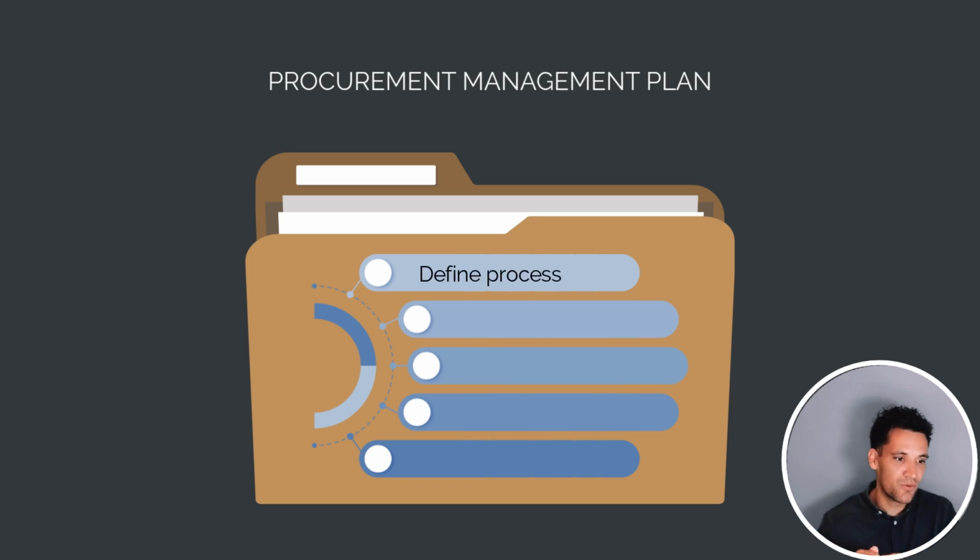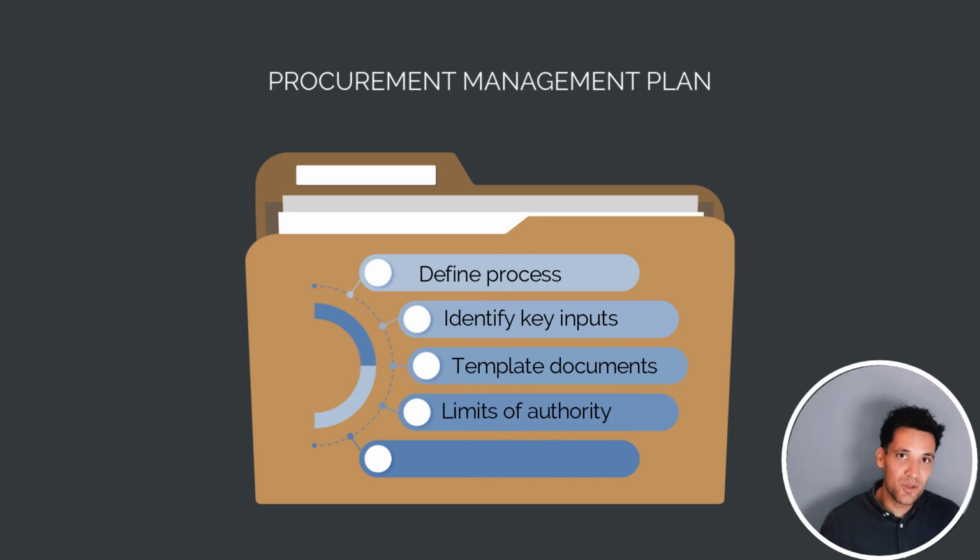What are the steps we're going to follow? What are the key inputs to the process? Any template documents, so template tender packages, scopes of works, pricing schedules, determining our limits of authority. So whether we need management to sign off on packages above a certain level or whether we have approval to do it. And then also how we're going to monitor and control the procurement process. How do we check we're staying on track, things aren't slipping behind?